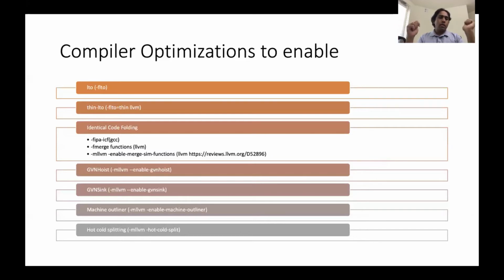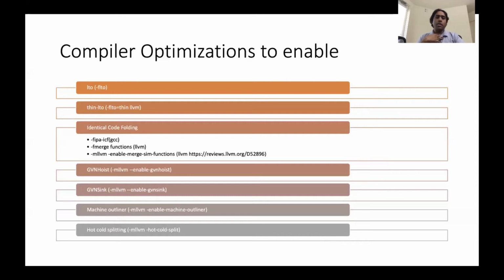The fourth one is GVN hoist. This is only in LLVM. This is an optimization to hoist the code from the then and else branches into the parent if branch, but more generic, and it saves more code size. GVN sink is just the opposite of GVN hoist. It sinks the code from multiple ancestors into the post dominator, and this also saves code size.